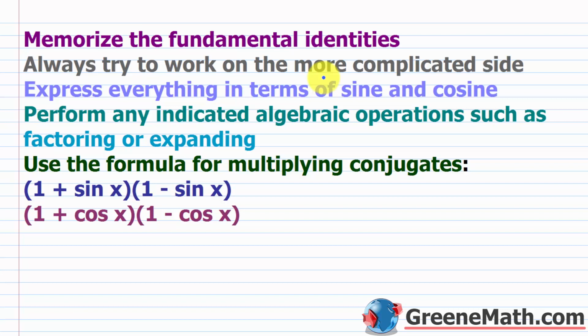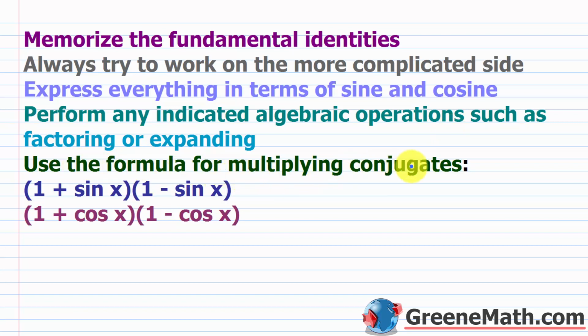Okay. Another tip is sometimes you'll want to express everything in terms of sine and cosine. That doesn't always work, but it's just a general tip. Okay. You want to perform any indicated algebraic operations such as factoring or expanding. Here you want to think about all those special product formulas, okay, and all the special factoring formulas. Those are going to come up a lot. And then we have use the formula for multiplying conjugates.